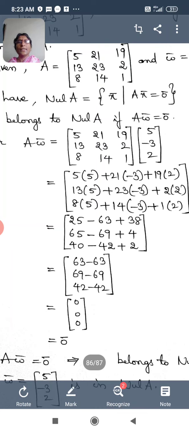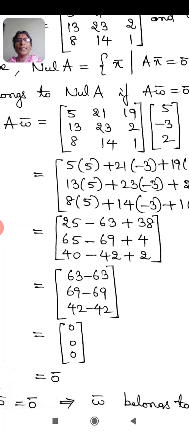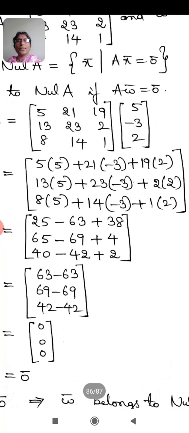In the same way, the second element can be obtained by multiplying the second row with this column, and that is equal to 13 into 5 plus 23 into minus 3 plus 2 into 2. As the last element, we get it by multiplying the last row 8, 14, 1 with the column 5, minus 3, 2 with the corresponding elements, and the last element of the resultant matrix is 8 into 5 plus 14 into minus 3 plus 1 into 2. Now let us move on to the calculation of these values.